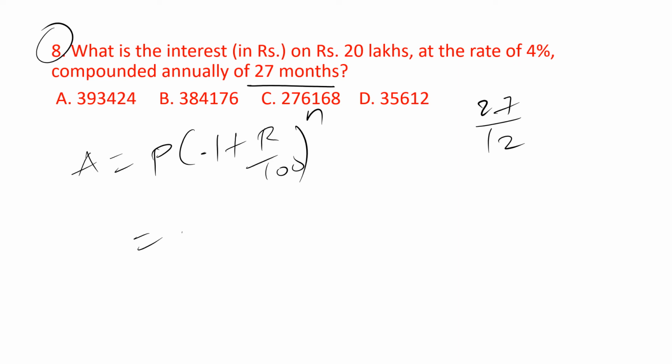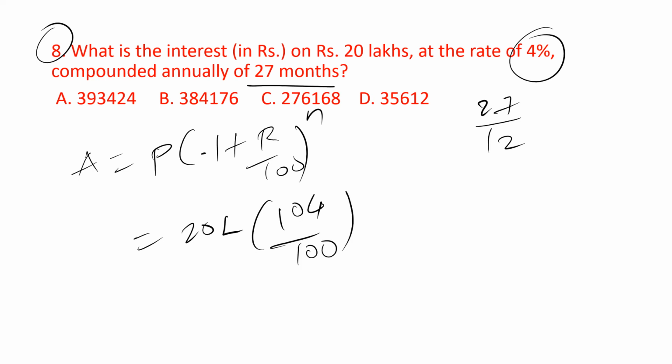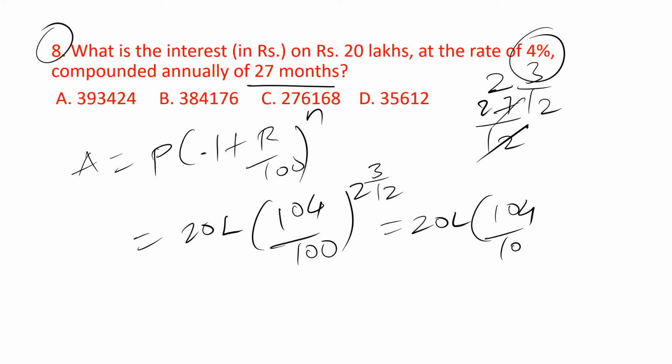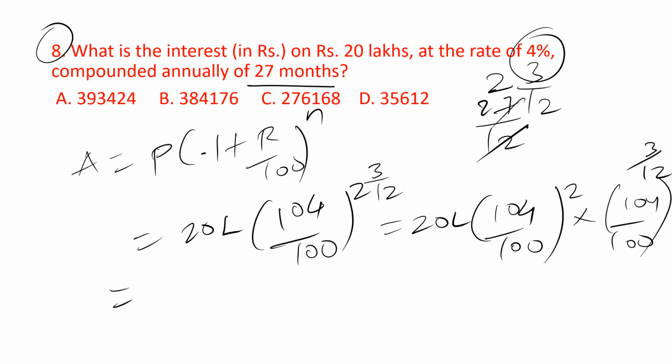Amount is equal to 20 lakhs into 1 plus R by 100. Rate is 4%. Substituting here we get 104 by 100 whole power n, where n is equal to 27 by 12. For the mixed fraction we get 2 and 3 by 12. So 2 3 by 12 we can write it as 20 lakhs into 104 by 100 whole power 2, into 104 by 100 power 3 by 12. Okay, this is the final equation. We need to solve it.